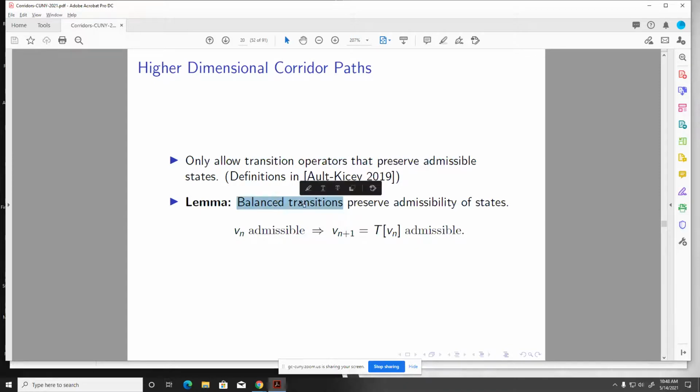And I don't have time to go over the definitions, but basically, if a transition commutes with the reflection groups that we're talking about at the time, then we call it a balanced transition, and it's going to preserve admissibility. Again, maybe an example will help out. I'm going to show you an example in a moment.